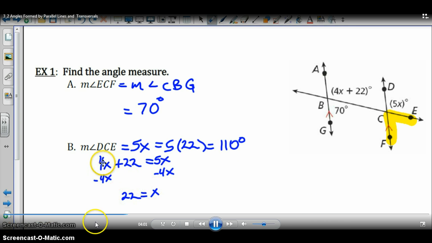We're going to subtract 4x from both sides. 22 equals x. If I plug that back in, 5 times 22 is 110. And this should match up. If I take the 110 degree angle plus the 70 degree angle we found first, those should add up to 180 because they form a linear pair. And they do.